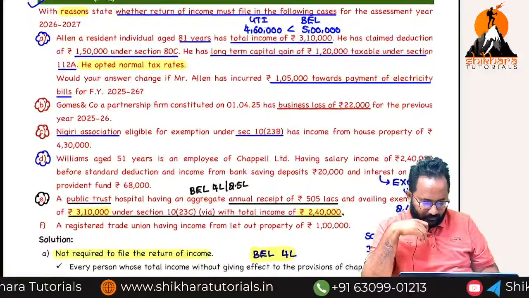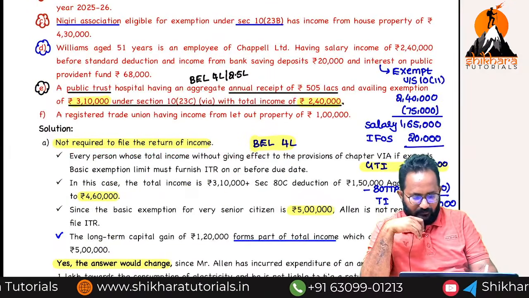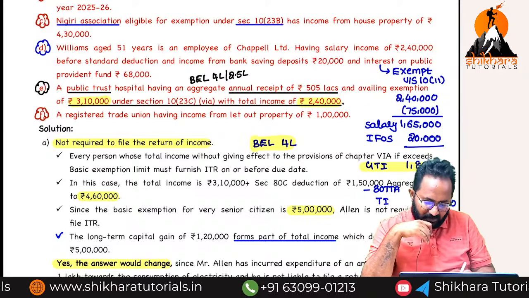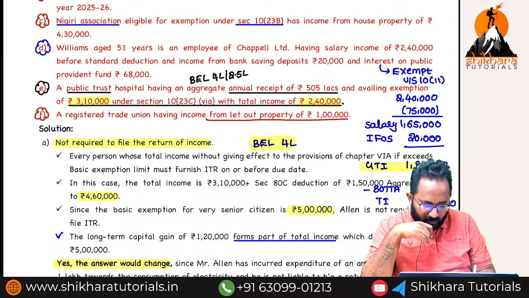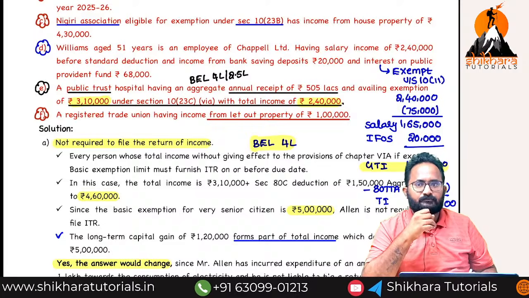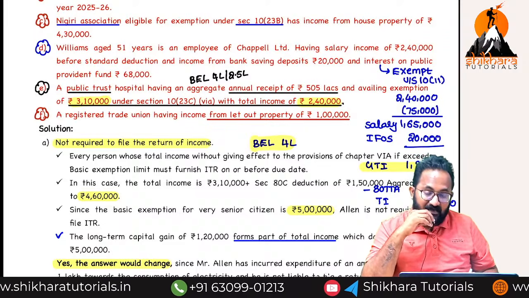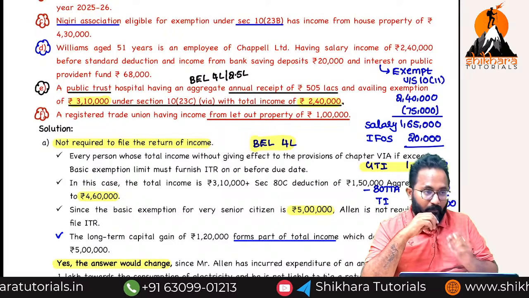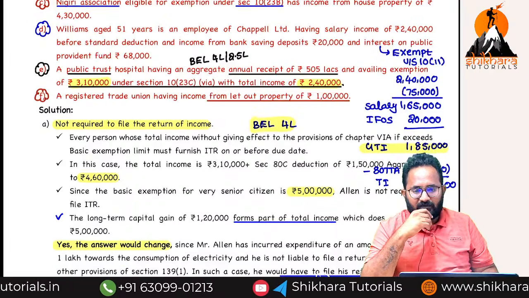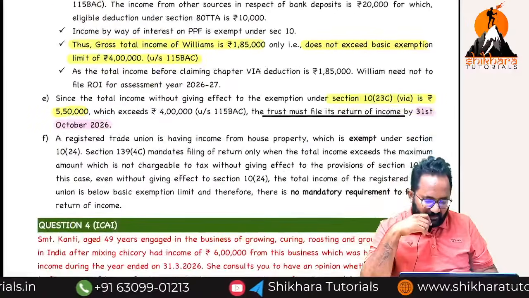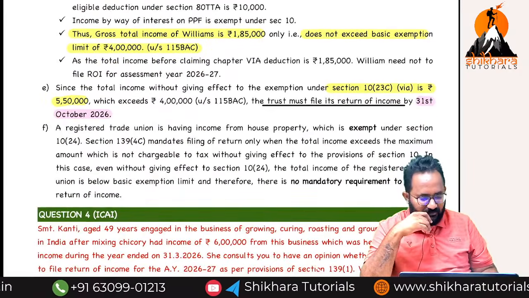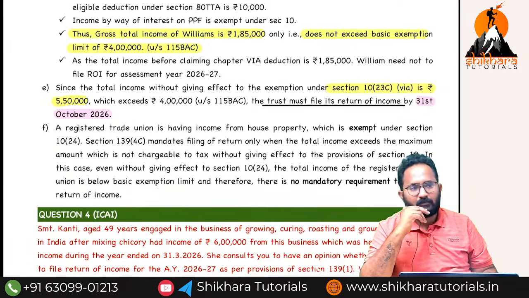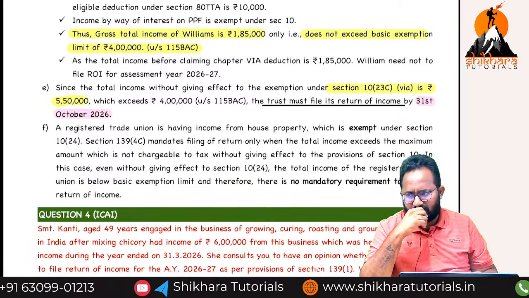Next, last question in this. Registered trade union having the income from let out property, how much? 1 lakh. Registered trade union having the income from the let out property 1 lakh. Sir, what is that basic exemption limit we can take? Simply, yes. What is the basic exemption limit we can take? 4 lakh or 2,50,000 we can take.